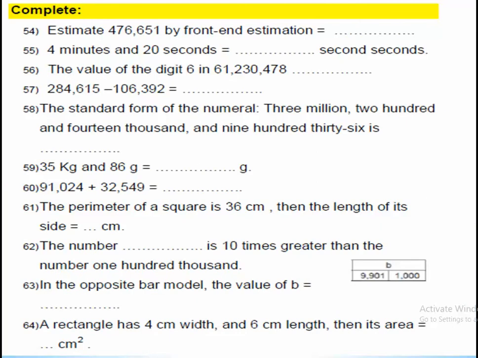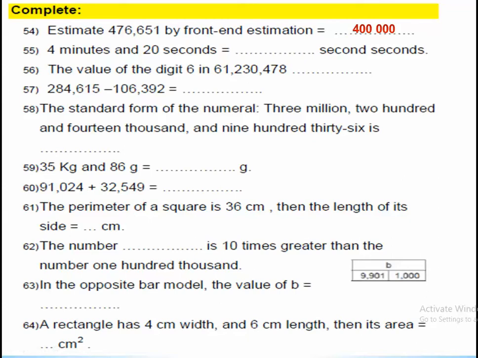Estimate 476,651 by front end estimation. We know that we write the value of the largest place in the number. Okay, the largest place is the 100,000 place, so the front end estimation will be 400,000.